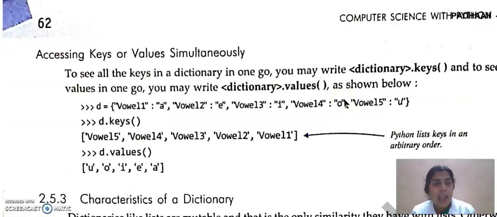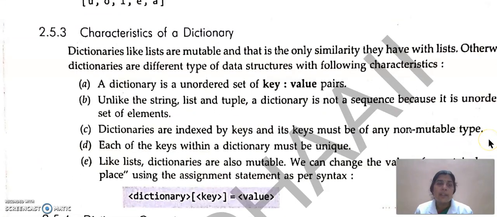Then we can access keys or values simultaneously. For example, if we want to access the keys, and our dictionary is D, then D.keys() will give the keys of the dictionary, that means vowel 1, vowel 2 and so on. And D.values() will give the values of the keys, that means A, E, I, O, U. So this will be the answer.